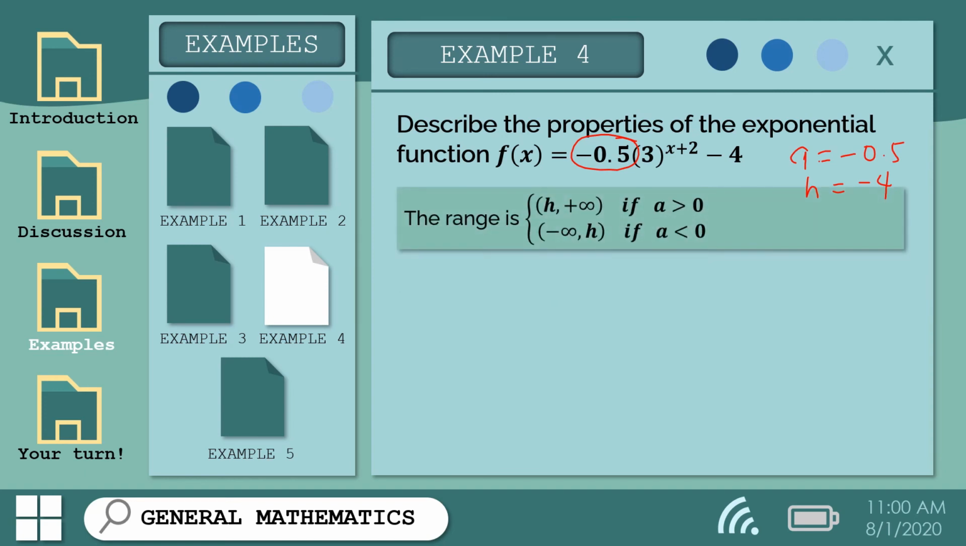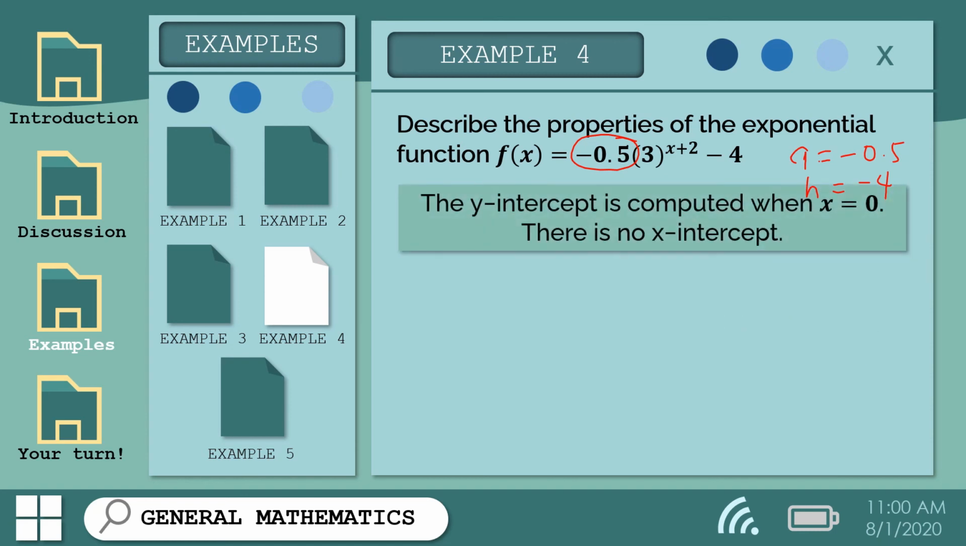But what about the range? Let's see. Since our a is negative 0.5, that means it is less than 0. So, this is the rule for our range. In interval notation, that is negative infinity to negative 4. Or in set notation, that is y such that y is less than negative 4. So, that's it.